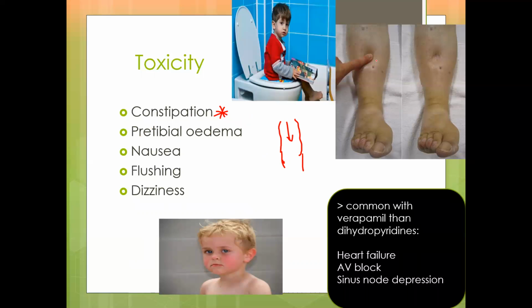Pretibial edema, from pretibial, tibia, and then edema. Nausea, flushing, and giddiness. They feel dizzy and can develop dizziness because of the vasodilatation, obviously. The toxicities are more common with verapamil than with the dihydropyridines, such as amlodipine, nifedipine, etc.